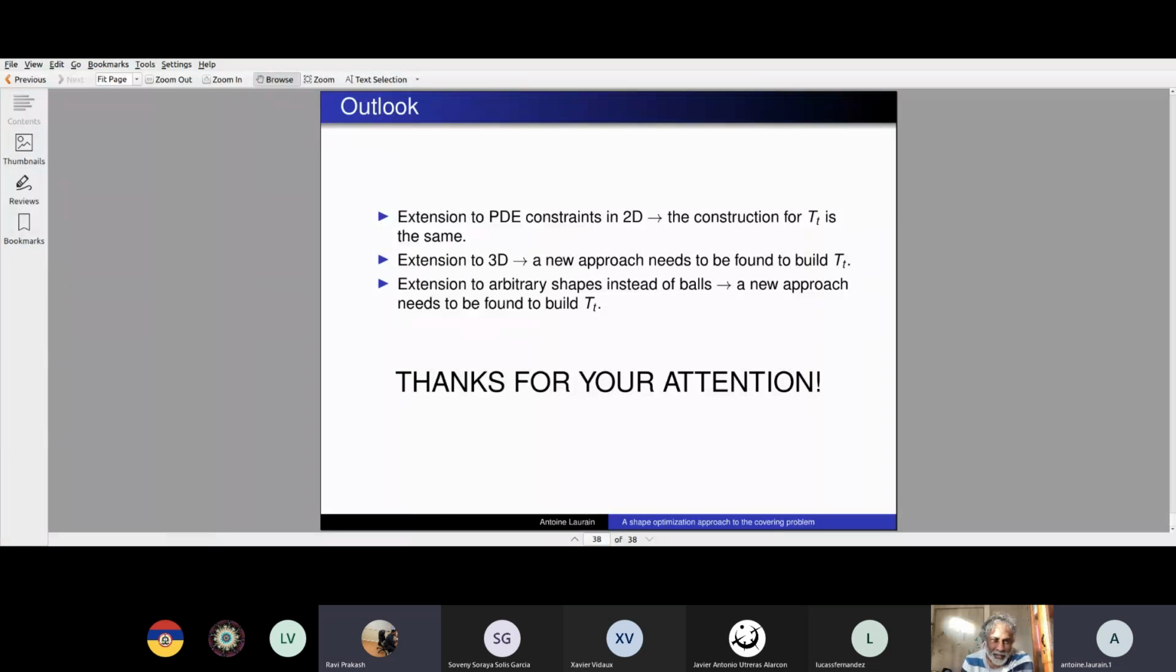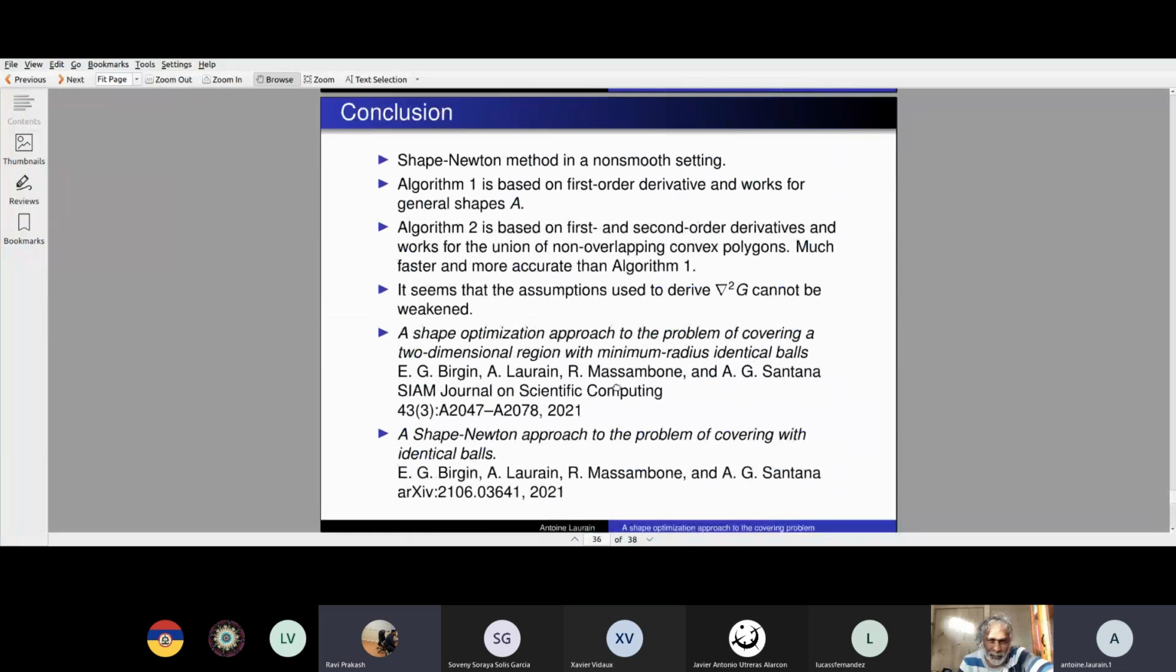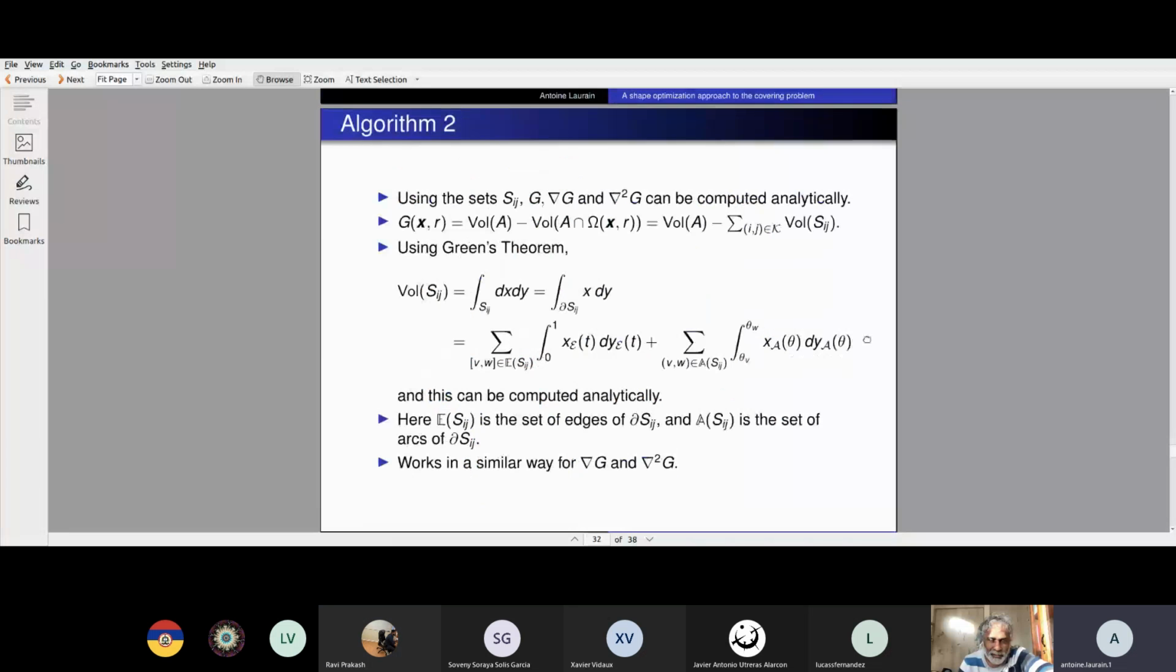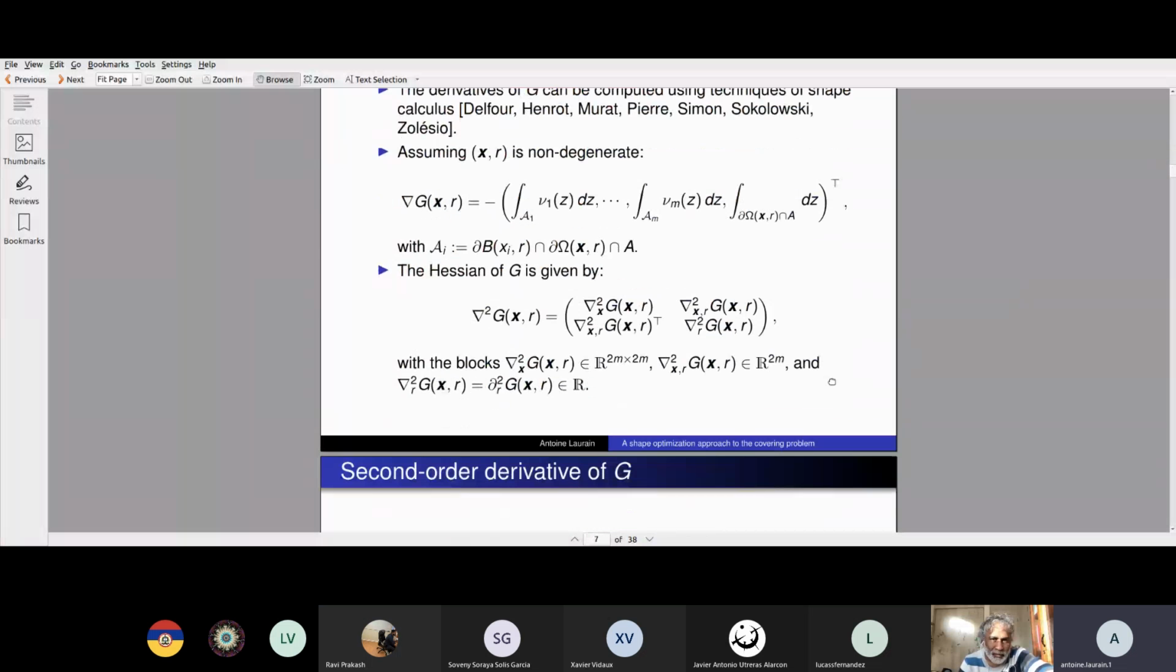For balls of different radius, there's no problem. It's almost immediate, because in fact in the first paper we wrote the formula for different radius. Basically, the difference is that you have more variables. So instead of just the R, you have a vector of R.